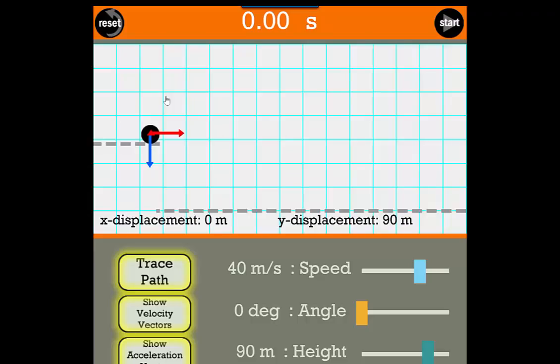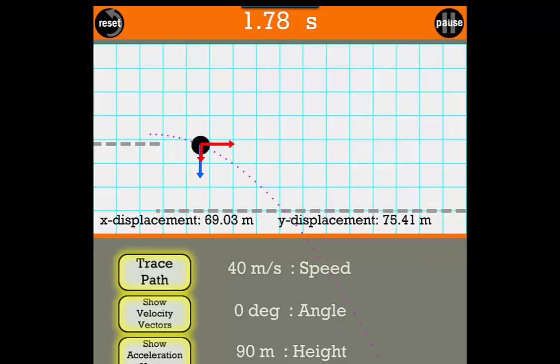All right, so we are at a physics classroom interactive here. I have it set up so that we have a cliff at a height of 90 meters. We have it starting with the x displacement of 0, y displacement 90 meters. We have a speed of 40 meters per second, and it's going to be released at 0 degrees, so it's going to be shot straight out. We're going to show the path. We have the velocity vector, which is in red here, and the acceleration vector in blue. Watch both of them carefully, okay? And let's see what happens.